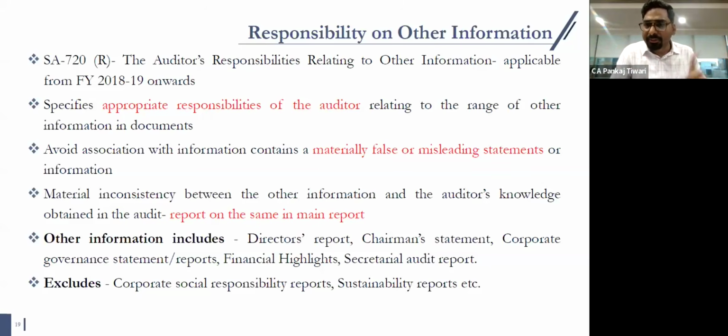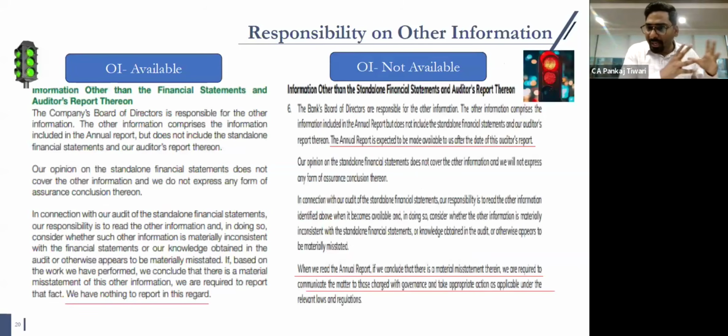So this is just to provide extra comfort to the user of the annual reports, my friend. And this started from 2019. However, as you know, if you read the annual reports of companies, you will find two sets of reporting by the auditor today. One will say, yes, we have read it and we have nothing to report in this regard. That means he is very much comfortable with whatever other information is presented in the annual report.